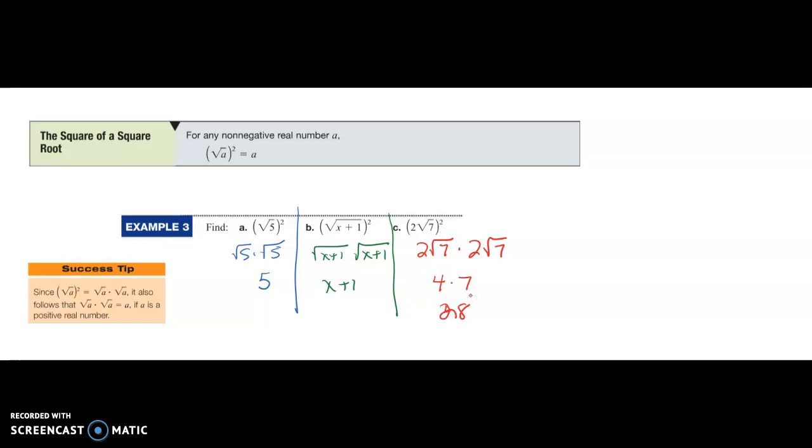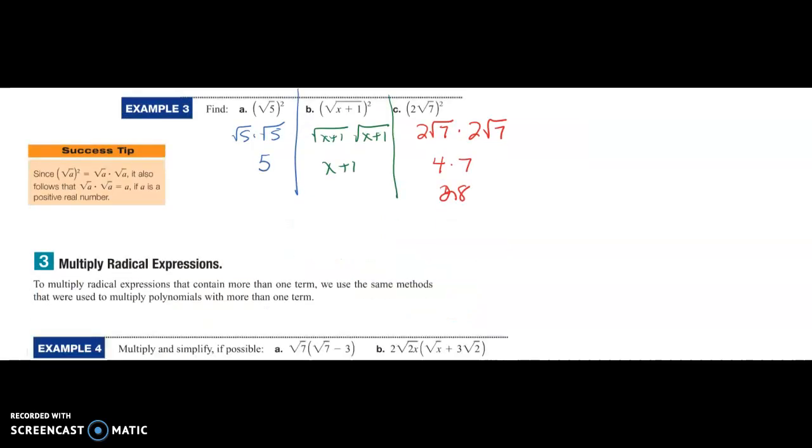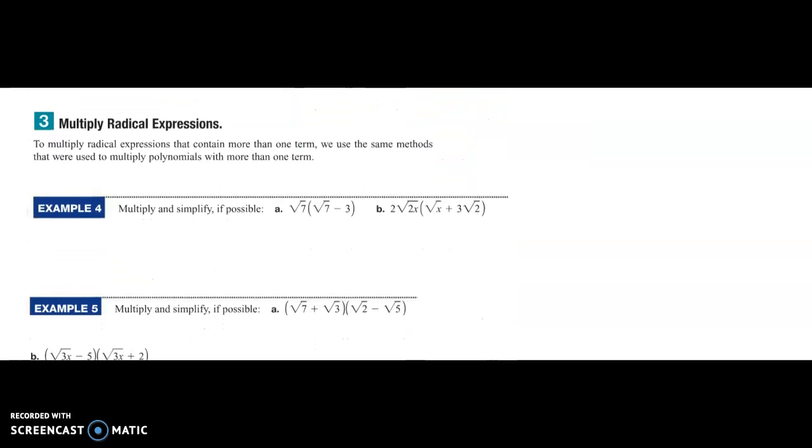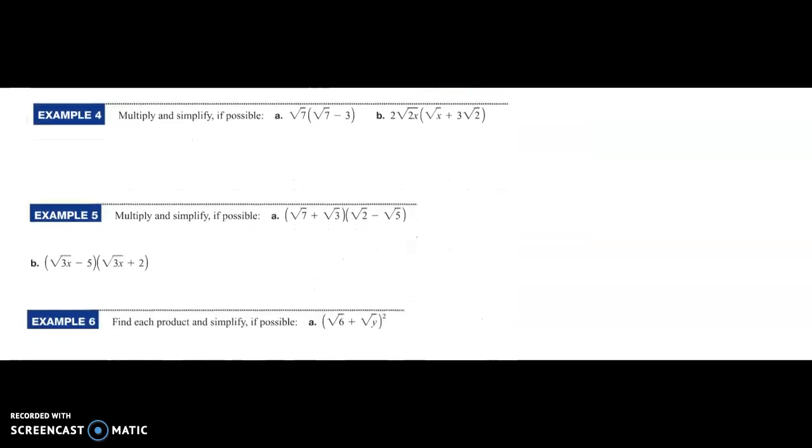And so, again, the success tip right here is the same thing as what I'm calling the magic trick, the same thing as what this long rectangular box is saying, the square of a square root. So hopefully that makes sense. Let's keep scrolling down here. A couple more examples. I'm going to stop at example 4 and then pick back up with the next video.